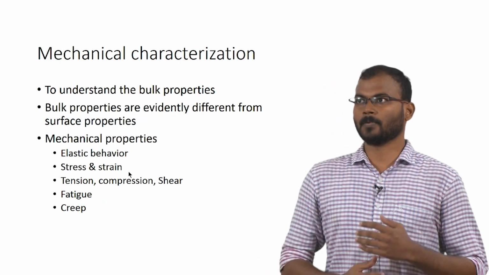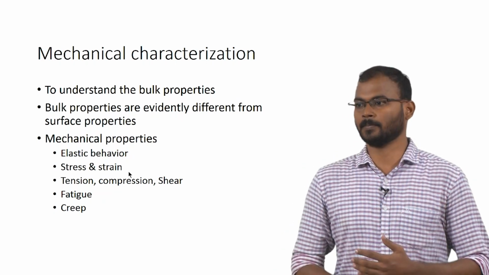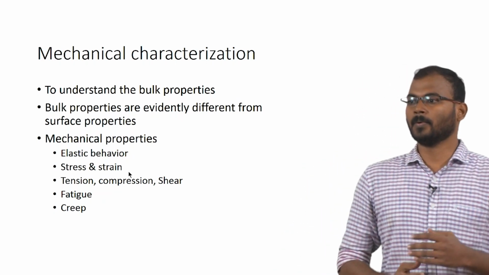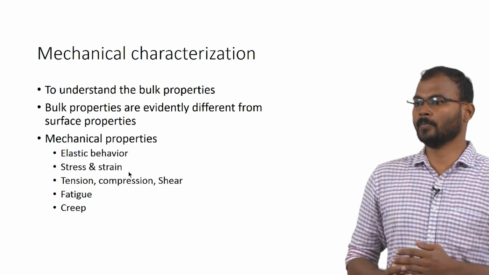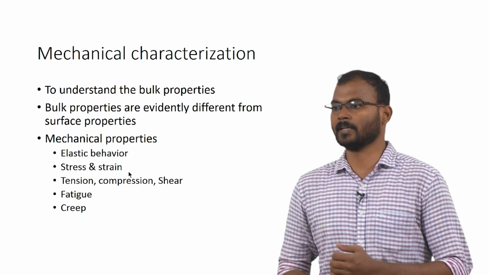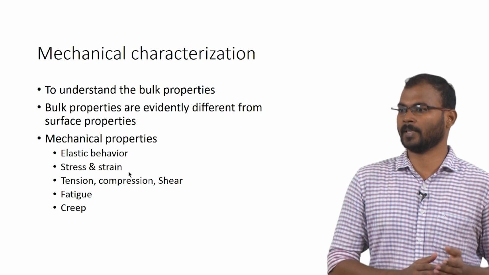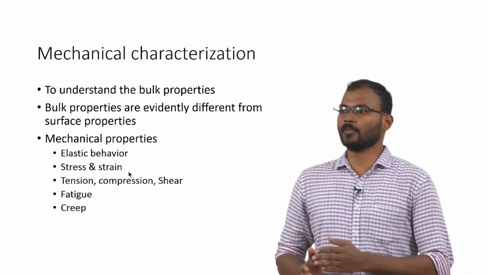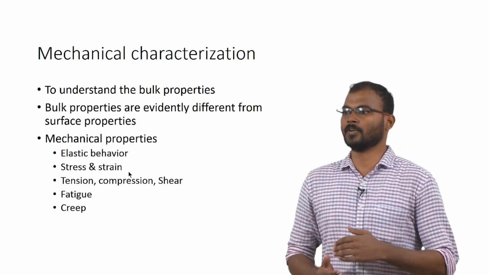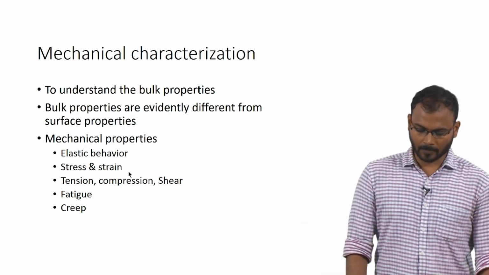Other than the outer surface of a material, all the other section is the bulk section. For a material to be used as an implant, first the bulk property has to be satisfied. It has to mimic the already existing natural material. Only then can we go for surface analysis and those things to make it more biocompatible. So, what are the bulk properties?